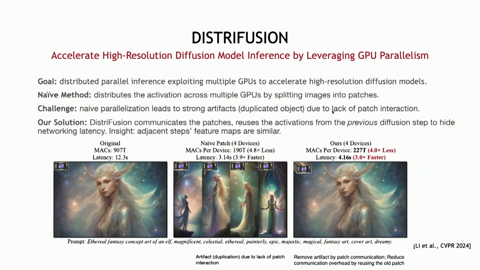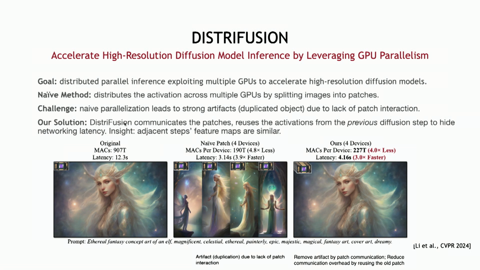So naively doing this, we give the prompt: ethereal fantasy concept art of an elf, magnificent, etc. Just using 1 GPU requires 12 seconds to generate 1 image. 12 seconds is too long. But naively using 4 GPUs, it indeed gets faster, like 3.9 times faster, but actually it generated 4 such figures. That's not what we want. We find the reason is that such naive parallelization leads to strong artifacts due to the lack of patch interaction, no communication, no attention between the patches. That leads to us generating actually 4 figures.